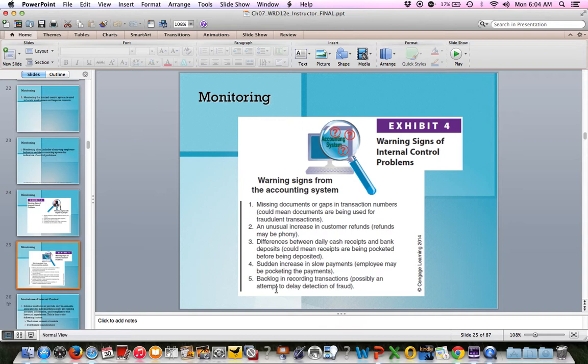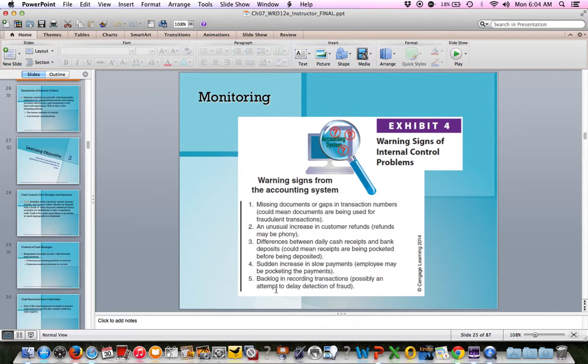Differences between daily cash receipts and bank deposits means some receipts are being put in somebody's pocket potentially. Sudden increase in slow payments, okay? The employee may be pocketing the payments, so our payments coming into us slowing down. Backlog in recording transactions, right? We're trying to delay detection of fraud. So just all things to be thinking about in looking for fraud.